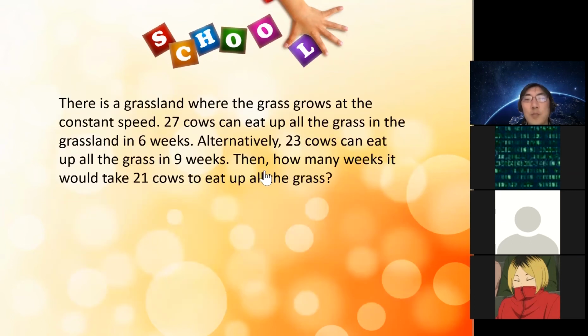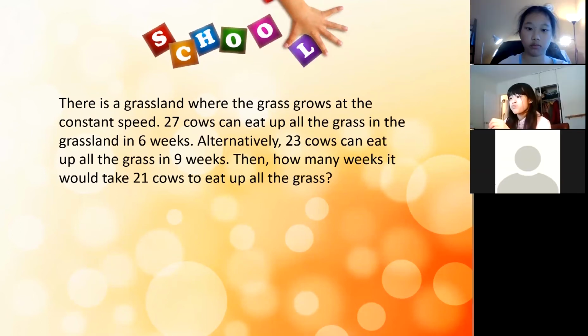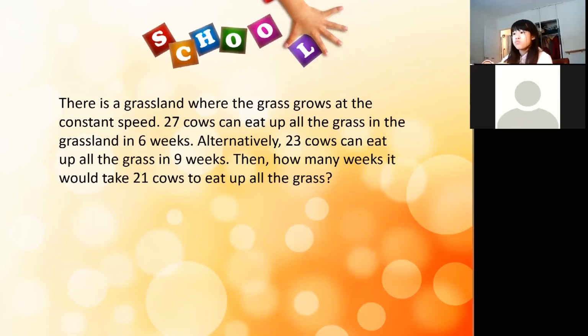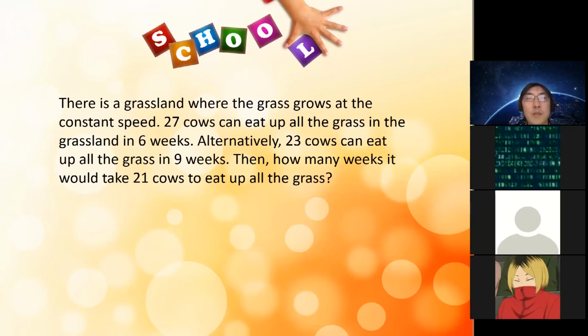Joe, can you read this problem, please? There is a grassland where the grass grows at a constant speed. 27 cows can eat up all the grass in the grassland in 6 weeks. Alternatively, 23 cows can eat up all the grass in 9 weeks. Then how many weeks would it take 21 cows to eat up all the grass?